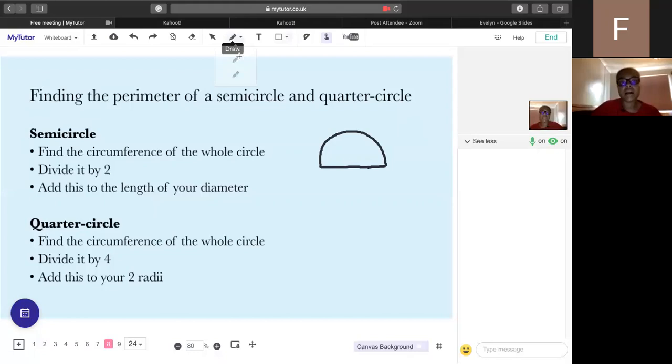The quarter circle, sort of like what I drew a few minutes ago, looks like this. So we know that a quarter circle is literally a quarter of a circle. So to work out this arc, this curved line here, all we need to do is find the circumference of the whole circle and then divide it by 4. And that's how we work out just this length.